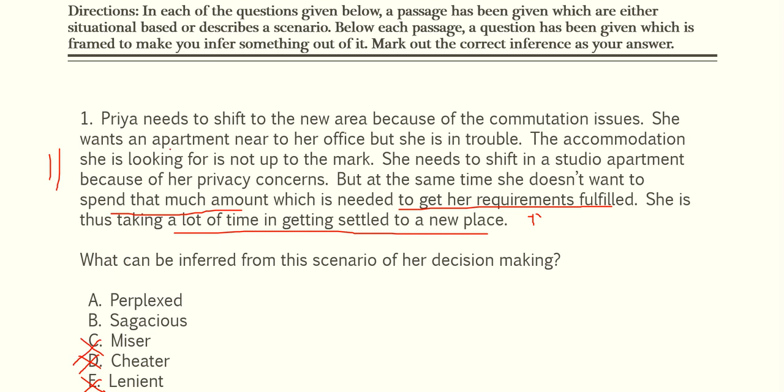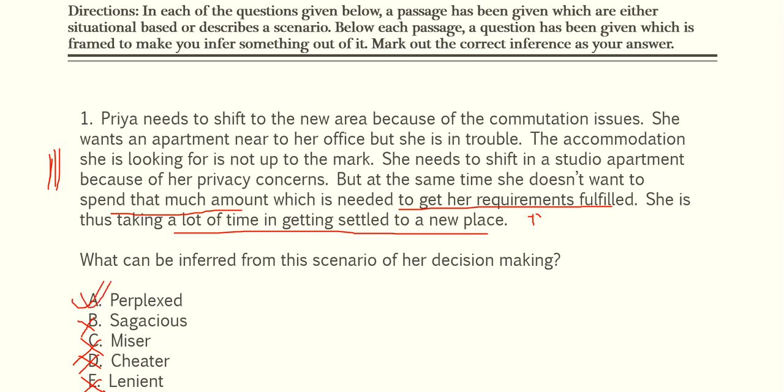So it seems that she's just the opposite. Maybe or may not be, but if she had been so wise, then she would not have been confused, right? She is getting confused about what to do and what not to do. She wants such requirements fulfilled, but she doesn't want to spend much money. So she is not sagacious, but she's perplexed.